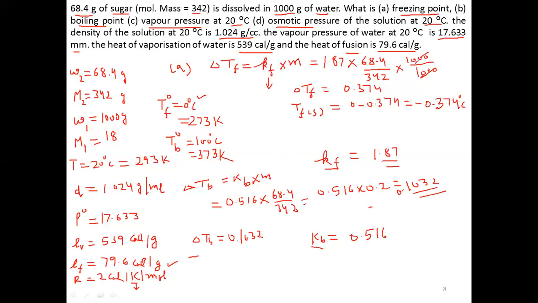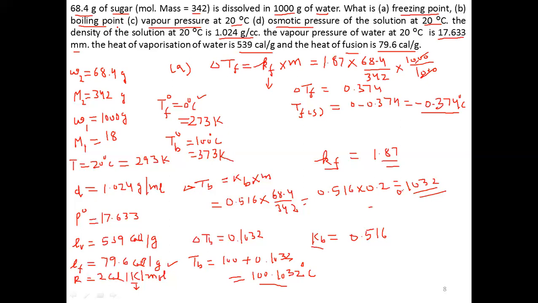Now we have to calculate the boiling point of solution. Boiling point of solution will be higher than the boiling point of pure solvent. So it is 100, boiling point of pure water, plus elevation. Elevation is 0.1032. So it is 100.1032 degrees Celsius. This is the boiling point of the solution, and this is the freezing point of the solution. So we have calculated two things, freezing point and boiling point.